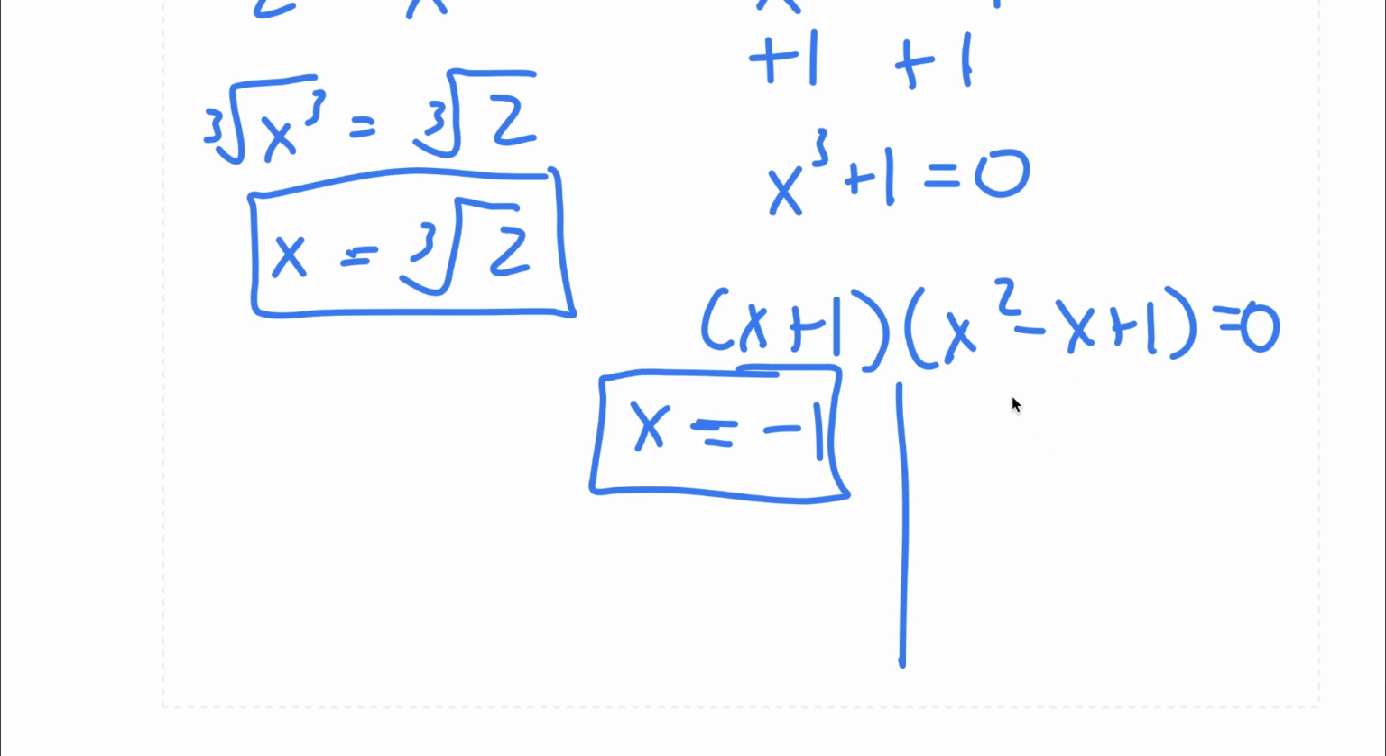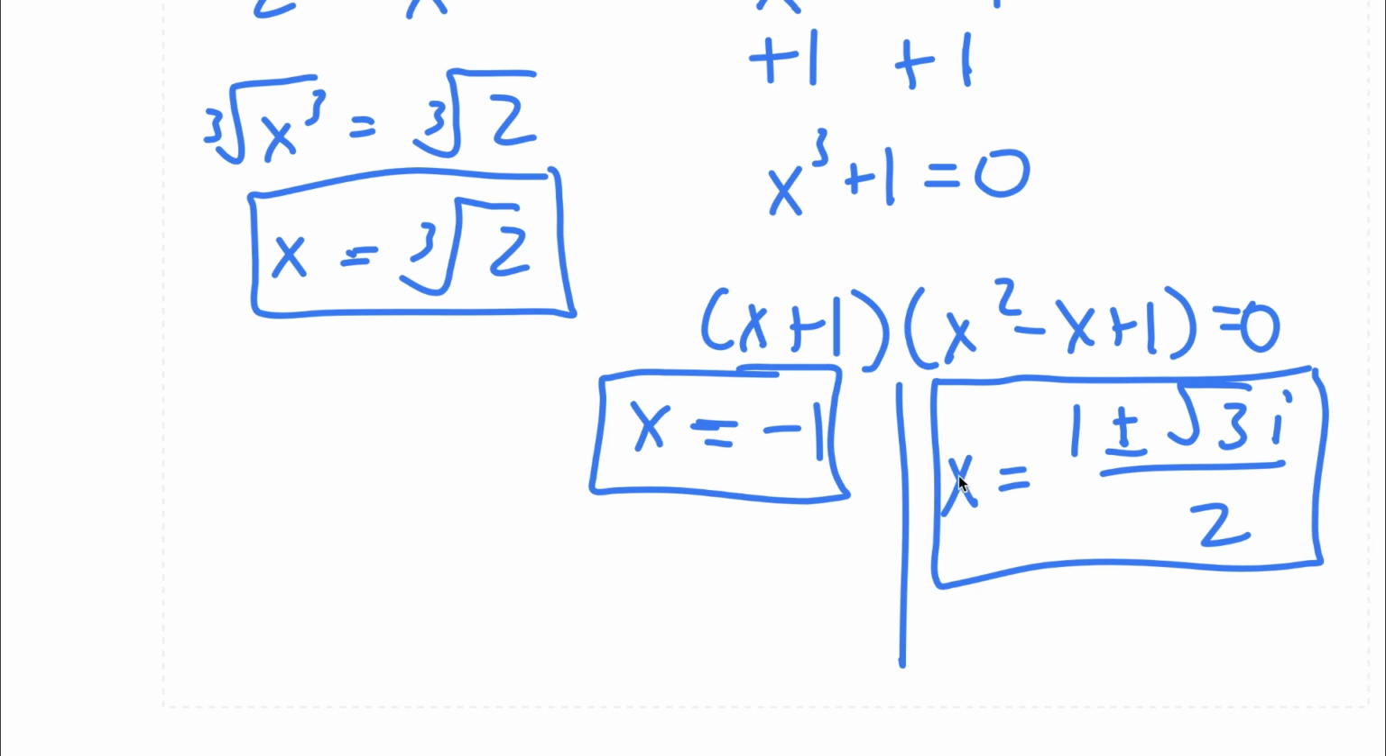And to solve this, I actually have to plug this in the quadratic formula, and I'm not going to waste your time doing all of that, but the two solutions I get of x are x is equal to 1 plus or minus the square root of 3i over 2. So these are my four solutions to this problem.